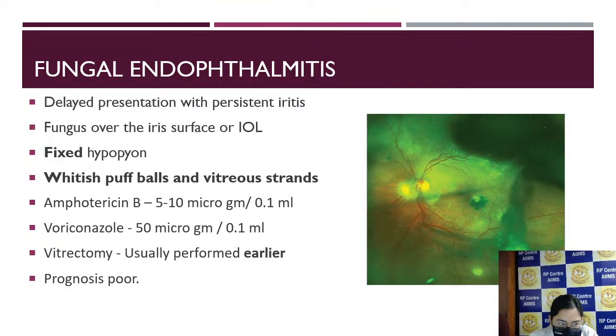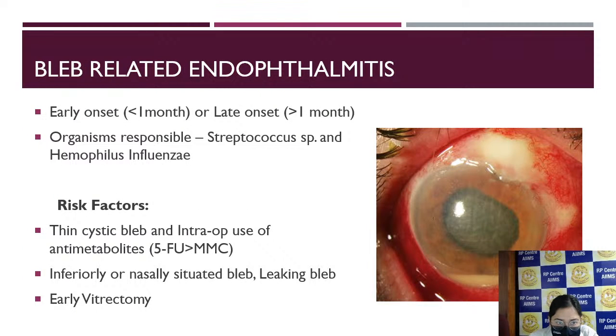Coming to fungal endophthalmitis, delayed presentation with persistent iritis, fungus over the iris surface of the IOL, and fixed hypopyon are all suggestive of fungal endophthalmitis. Whitish puffballs and vitreous strands can also be present. In the treatment, we should always go ahead with an early vitrectomy with injection of intravitreal antibiotics like amphotericin B and voriconazole. Bleb-related endophthalmitis: the usual organisms responsible are Streptococcus and Haemophilus influenzae. The risk factors are a thin cystic bleb and intraoperative use of antimetabolites.